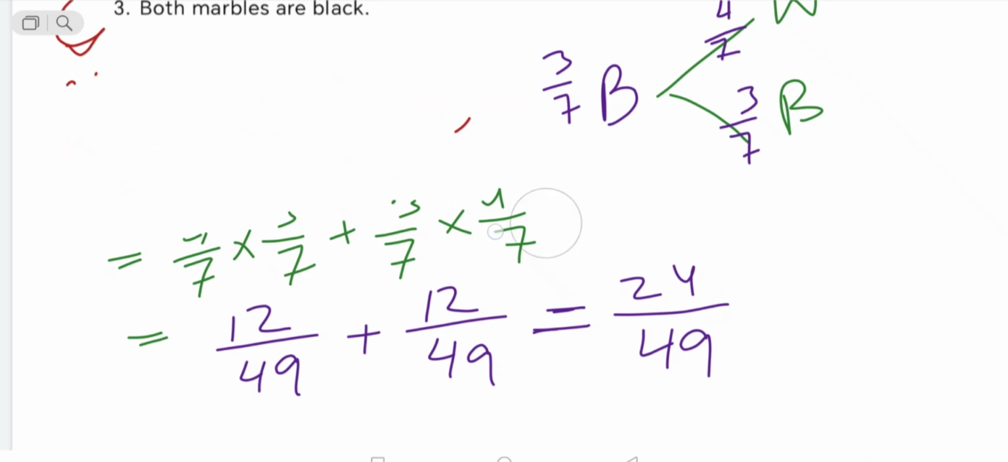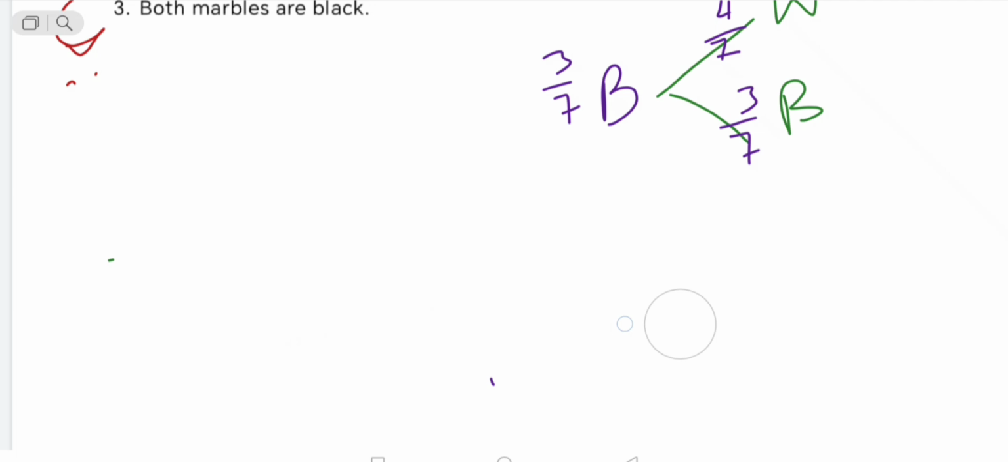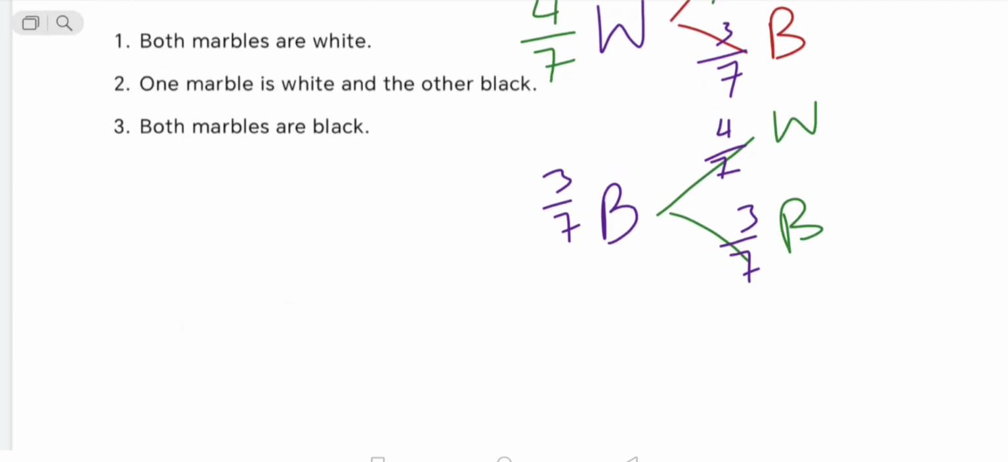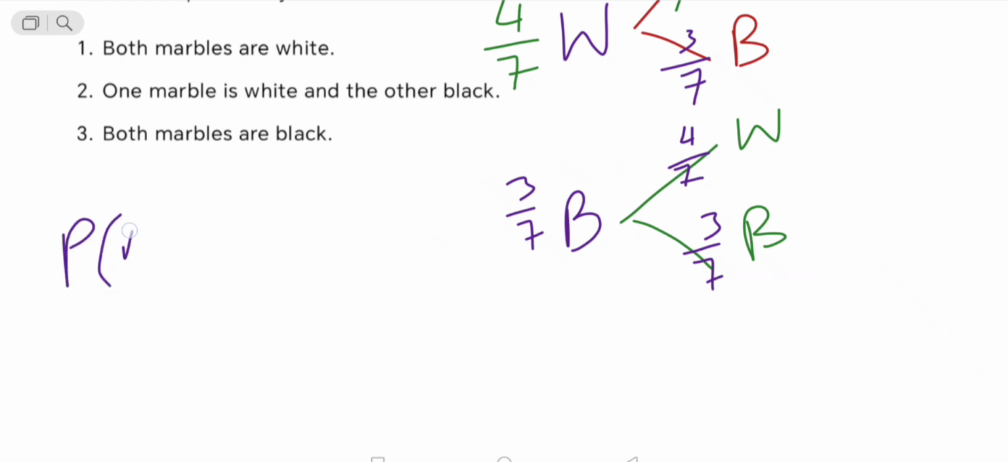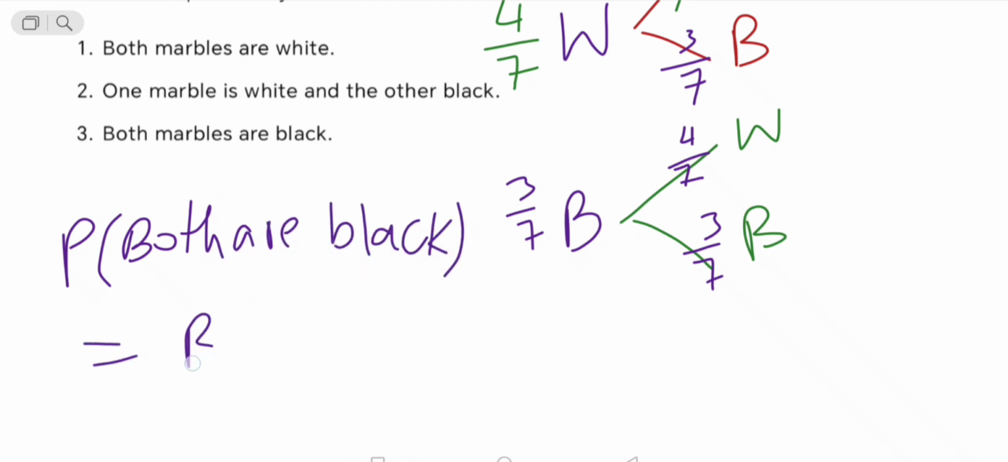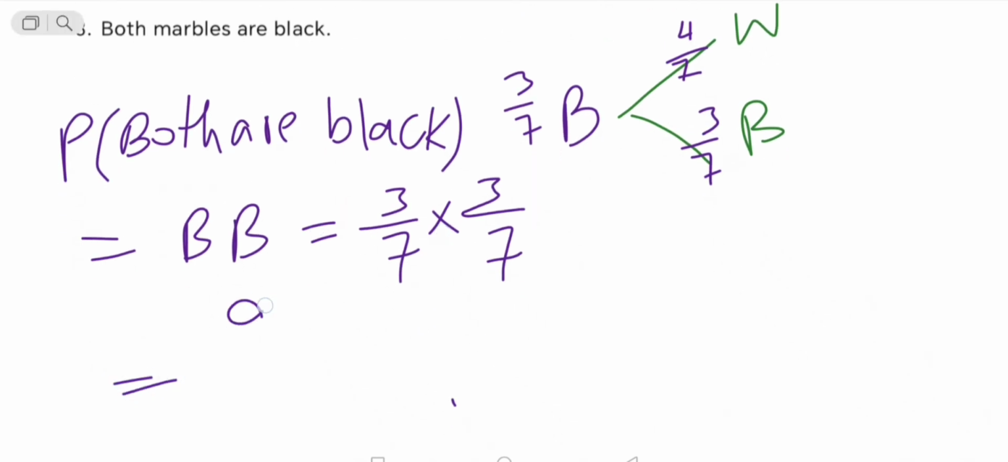Now the next question, question number 3: both marbles are black. Probability both are black, which is equal to BB. So the probability of black is 3 over 7 times 3 over 7. 3 times 3 is 9, 7 times 7 is 49, so 9 over 49. This is our answer. I hope it is clear.